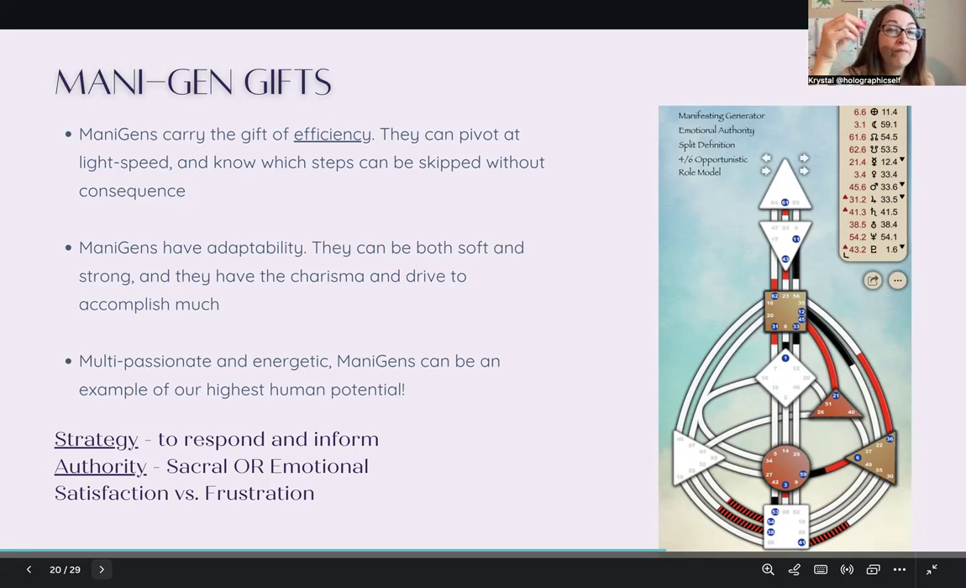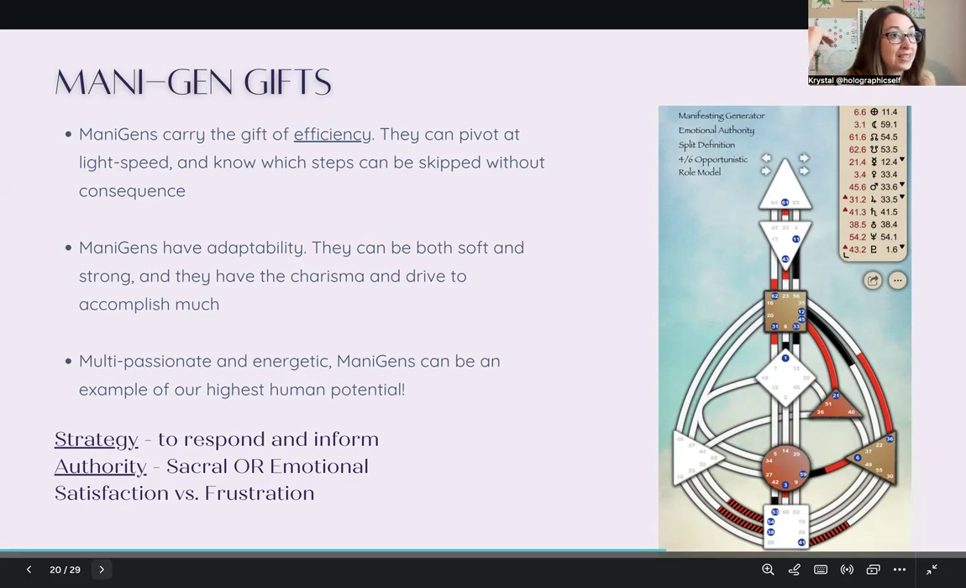Because Manigens move fast and change their mind a lot, one of the judgments that they may get from others, perhaps even in childhood, and so they kind of internalize it, is that they can perceive themselves as flaky or that they quit things too fast. And the thing is, Manigens need to remind themselves that it's okay for them to change their minds and to pivot. This is actually how they're designed.